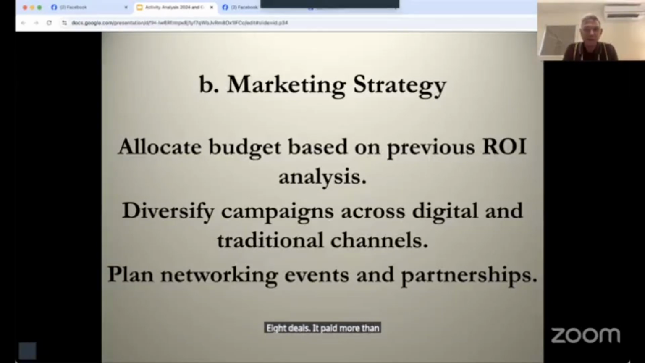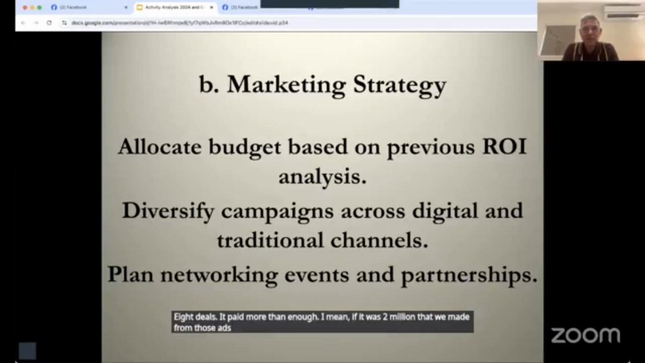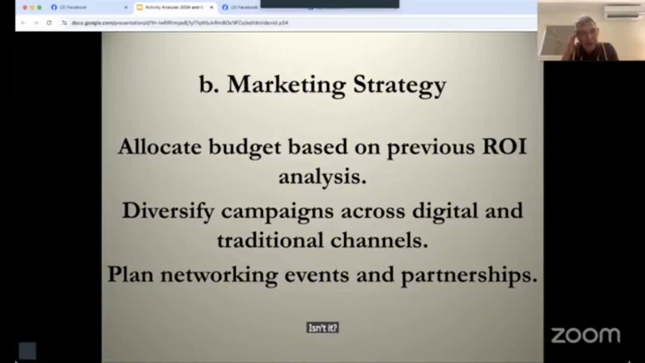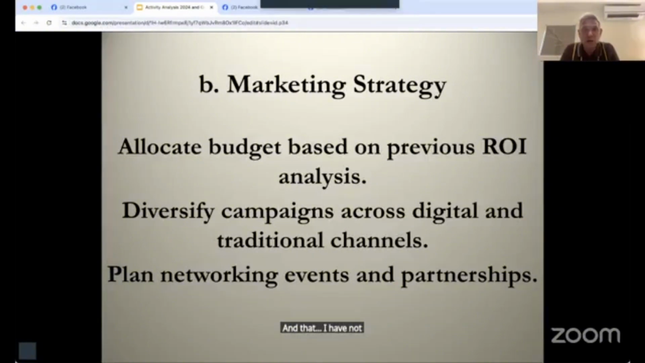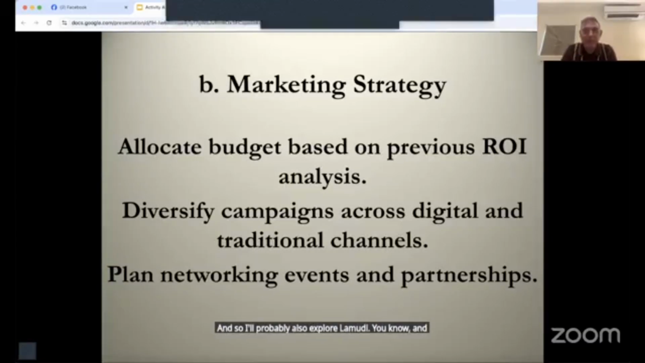If it was 2 million that we made from those ads as income compared to the 25,000, it's a no-brainer, isn't it? So those are things that you have to factor in and think about. What budget? In fact, this year I asked them, where else can I go? I have not explored Lamudi in a long time, so I'll probably also explore Lamudi and put a budget in there myself also.